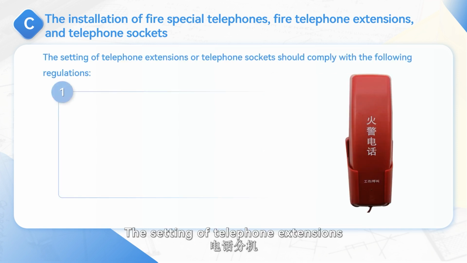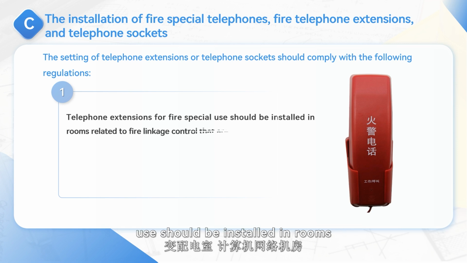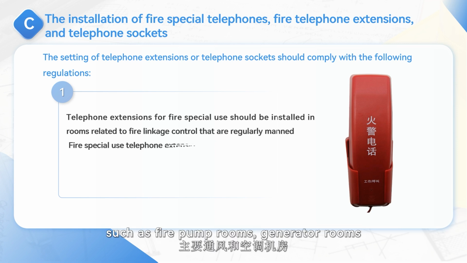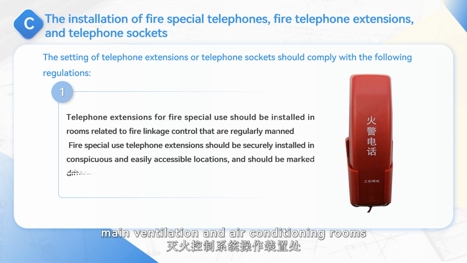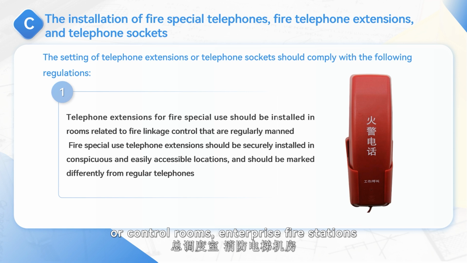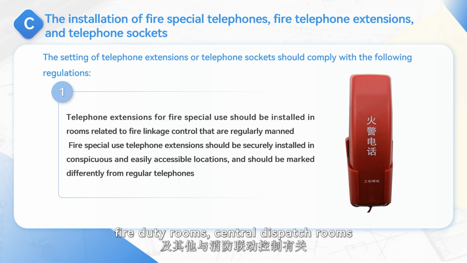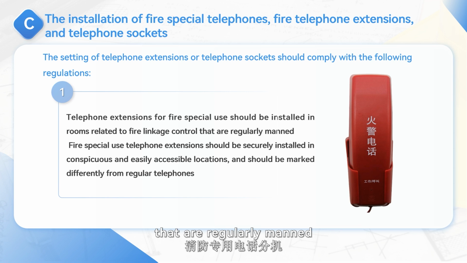The setting of telephone extensions or telephone sockets should comply with the following regulations. 1. Telephone extensions for fire special use should be installed in rooms such as fire pump rooms, generator rooms, transformer rooms, computer network rooms, main ventilation and air conditioning rooms, smoke control rooms, fire control system operation devices or control rooms, enterprise fire stations, fire duty rooms, central dispatch rooms, fire elevator machine rooms, and other rooms related to fire linkage control that are regularly manned.